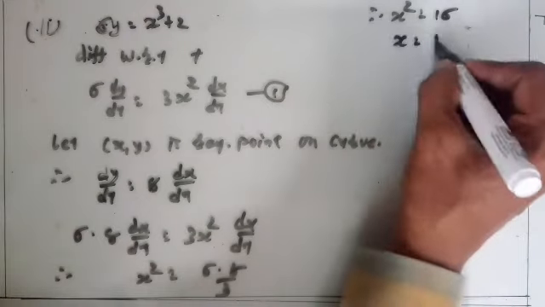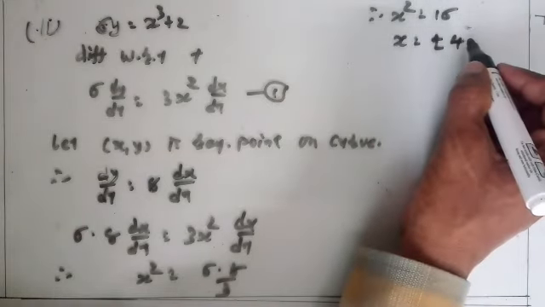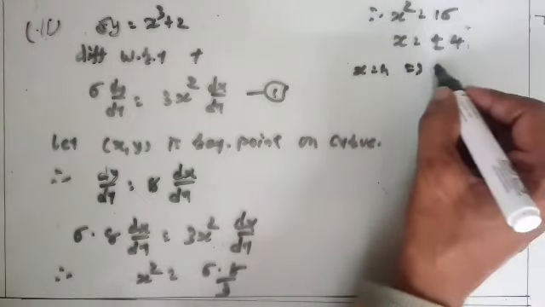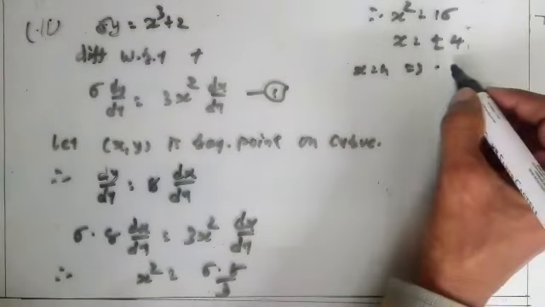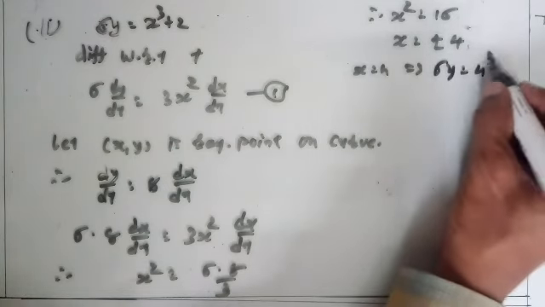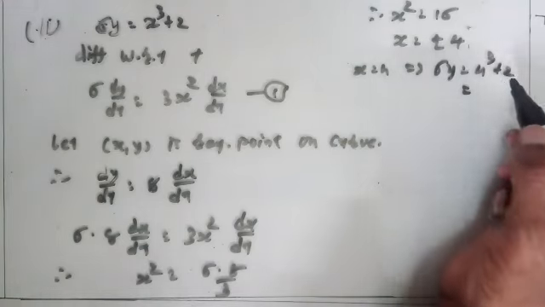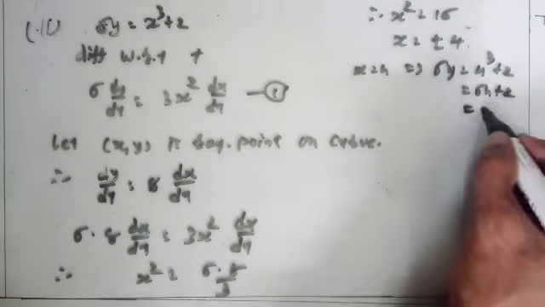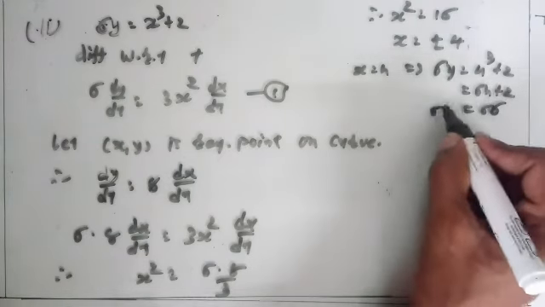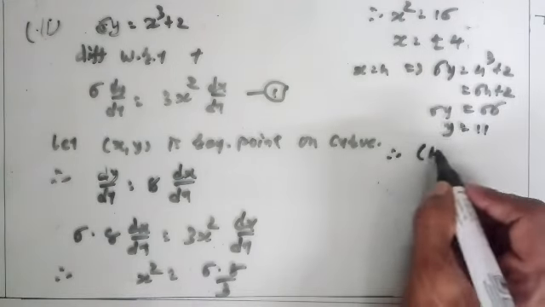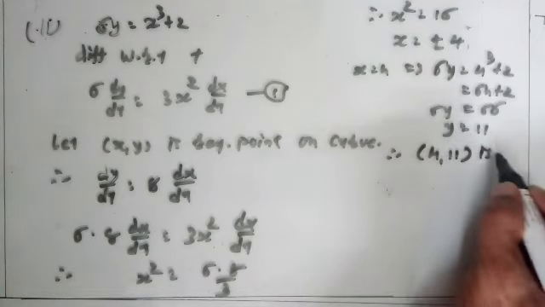So x is equal to plus or minus 4, since 4 squared is 16. Taking x is equal to 4, this implies 6y is equal to 4 raised to 3 plus 2, which is 64 plus 2, that becomes 66. So 6y is equal to 66, so y is equal to 11. Therefore, one required point is (4, 11).